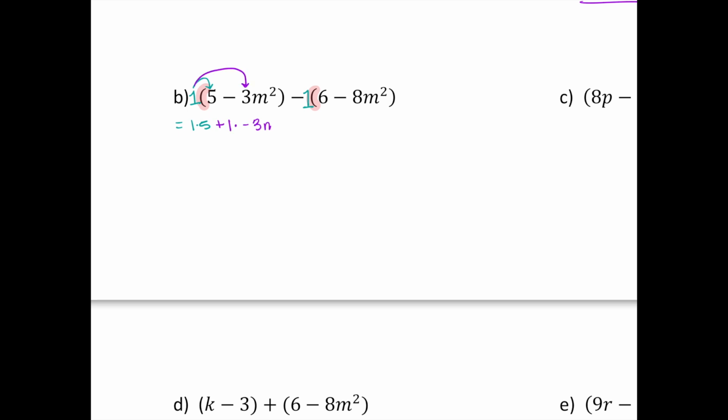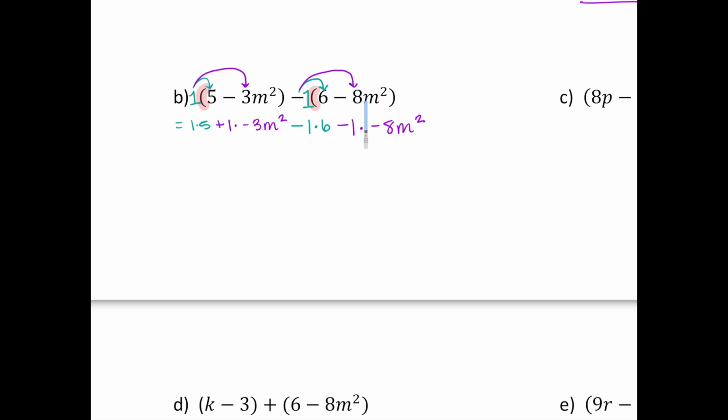negative 3m squared. And here, this is a negative 1, so don't forget to write the negative 1, and that's being distributed to the 6, or multiplying that by 6. And then again, it's a negative 1, so don't forget the negative 1, that's being multiplied by the negative 8m squared, right?